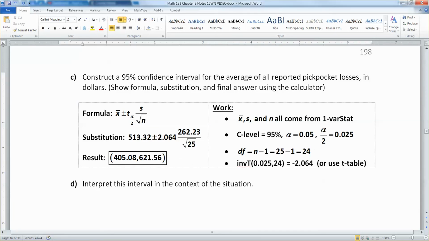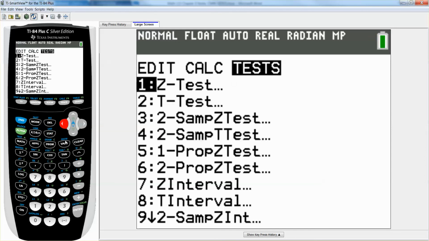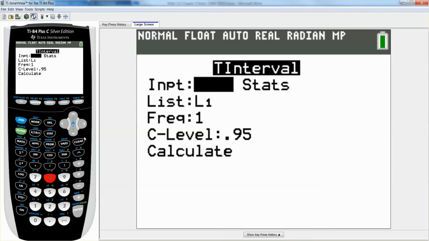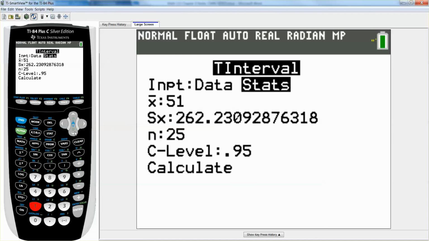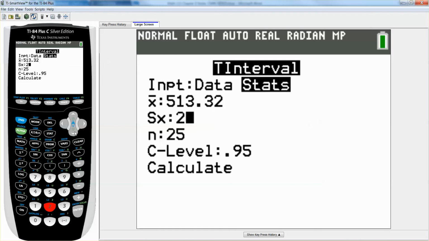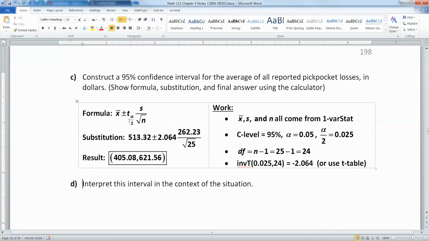Now let me just show you how to use the stats one just in case. So if I go to stat, tests, I pick number 8 again, which is t-interval. Let me pick statistics. And so then what you would do is you would type in 513.32, 262.23, say. 25 was my sample size. 0.95 was my confidence level. And I go to calculate. And there we have it. And this one actually didn't matter whether we did data or stats. Usually data is more accurate, but this one worked out the same both ways, which is great.